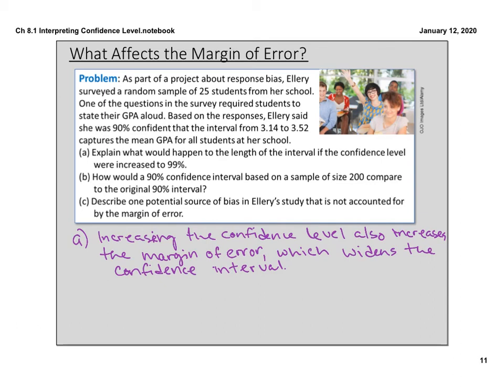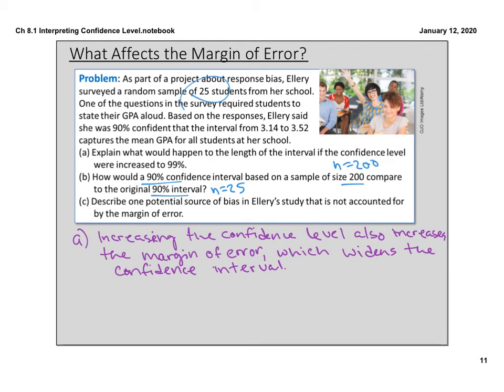Okay, so let's look at part B. It says, how would a 90% confidence interval based on a sample of 200 compare to a 90% confidence interval based on the original sample? The original sample was n equals 25. Now, if we go to n equals 200, what happens?